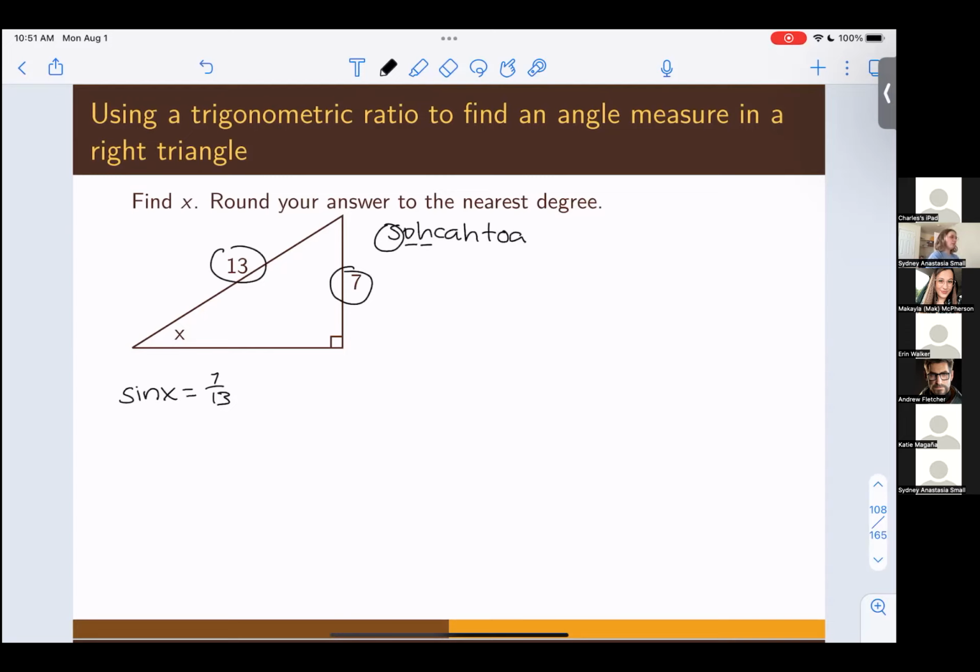Okay, but we want to get x by itself. This isn't a familiar angle on the unit circle, so I can't do what we did in our last unit and think about what angle x makes a sine of 7/13. We don't know this angle. However, we have a new tool called the inverse function. And if you remember, inverse functions kind of undo each other. They unwrap each other like a present. So what we can do is apply the sine inverse function to both sides and see what happens. What I mean by that is we want to take the sine inverse of both sides of the equation.